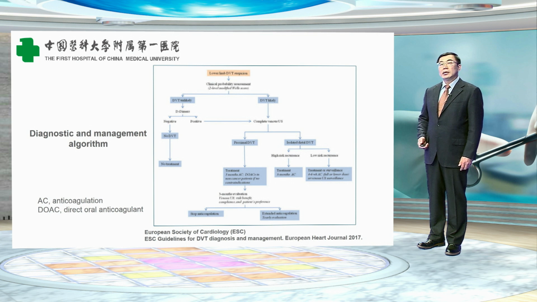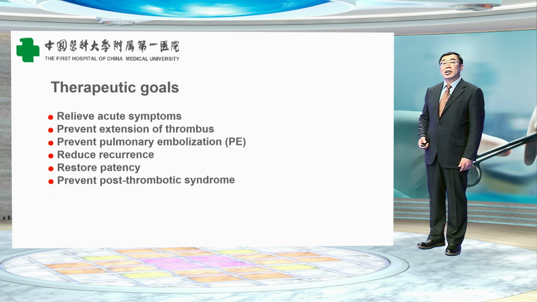Treatment. The therapeutic goals include relieving acute symptoms, preventing extension of thrombosis, preventing pulmonary embolism, reducing recurrence, restoring the patency of the venous system, and preventing post-thrombotic symptoms.